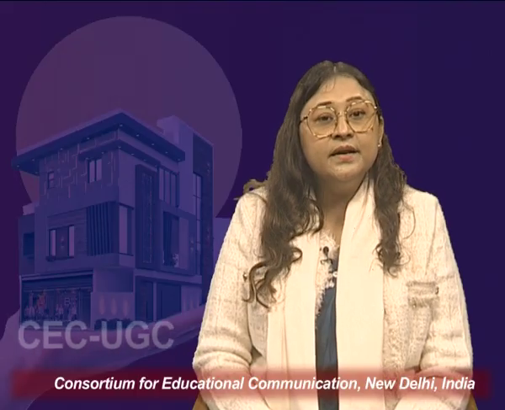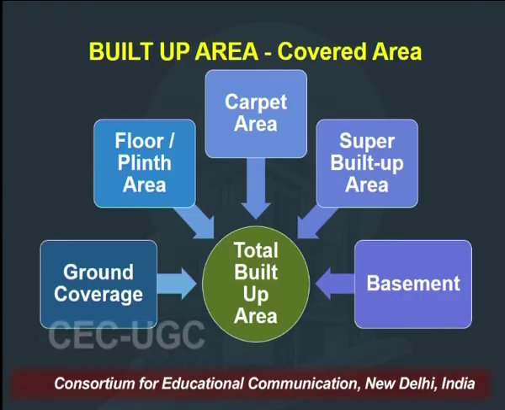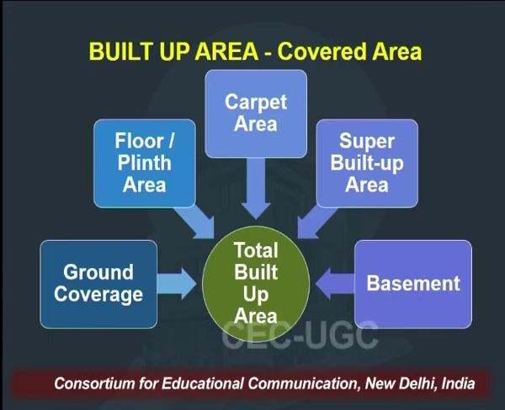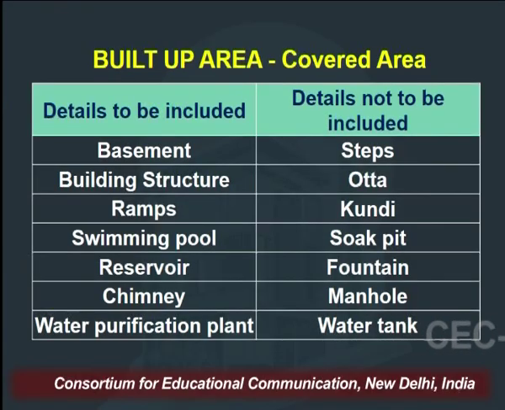So, the additions that are included in the total built up area are the ground coverage, that is the area covered by the building, the floor and the plinth area, the carpet area, the super built up area and the basement area. So, all these 5 areas will culminate to become the total built up area. Details that need to be included in the total built up area are the basement, building structure, ramps, swimming pools, reservoirs, chimney, water purification plant, etc.